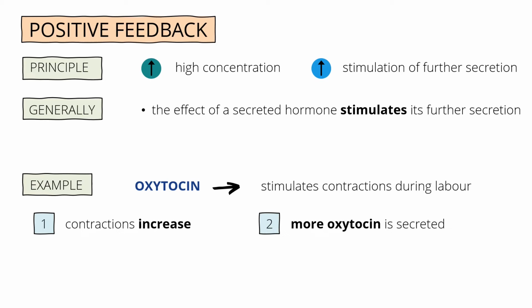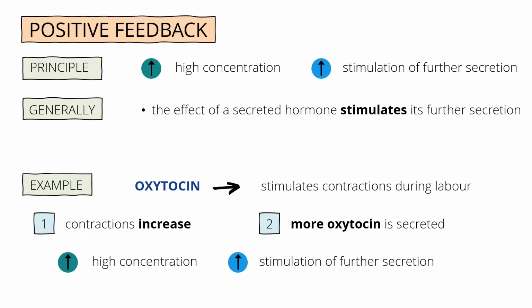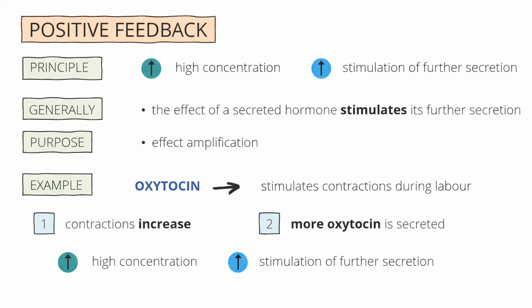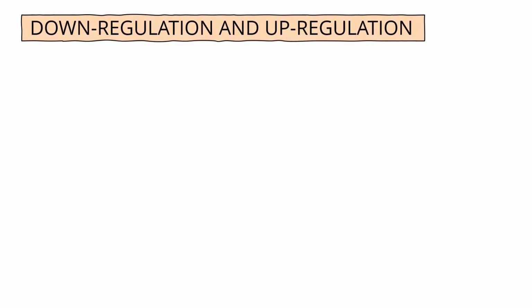With the example of insulin, we had a problem that there was too much glucose. We secreted insulin, glucose concentration decreased, and this inhibited further secretion of the hormone. Here, oxytocin stimulates contraction, and this causes further secretion of the hormone, so more and more oxytocin is released. So we're not doing the exact opposite, but rather amplifying the effect. This is the positive feedback. Great. However, there are two more mechanisms that are important and that we need to understand: downregulation and upregulation.